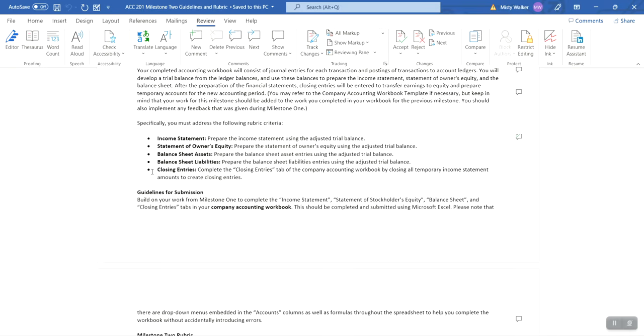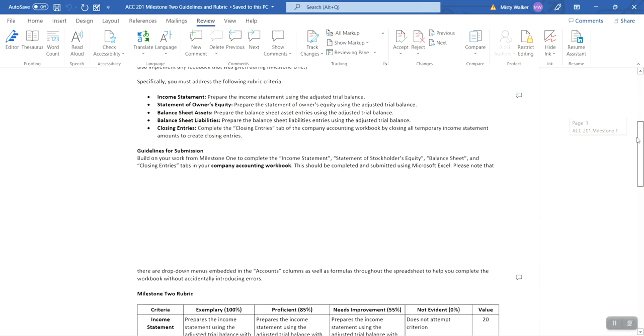submission and correct those so that you can start this second half of the workbook with accurate balances and of course, maximize the points available so that you can prepare accurate financial statements, having accurate balances to work from that unadjusted trial balance result in the first milestone submission.